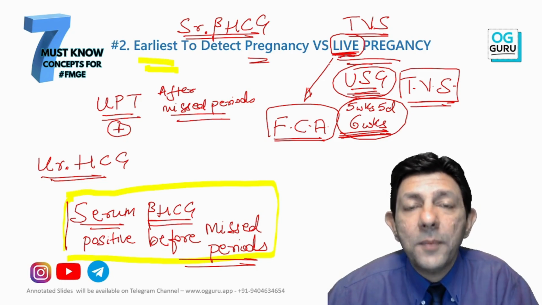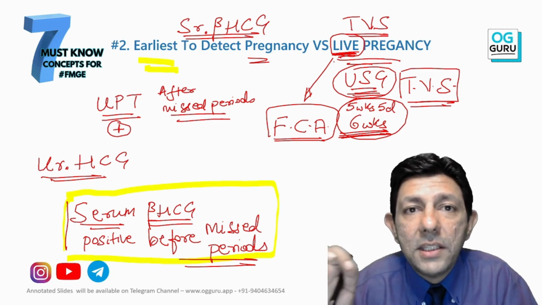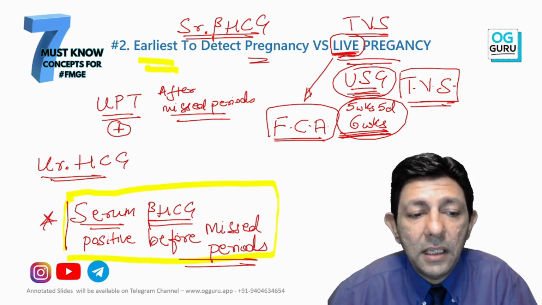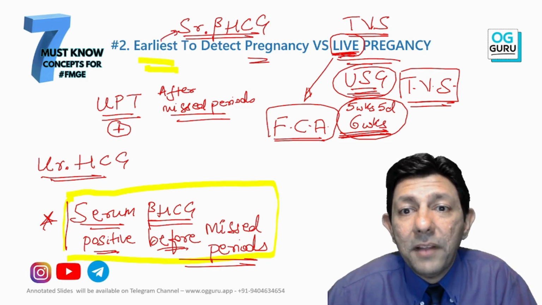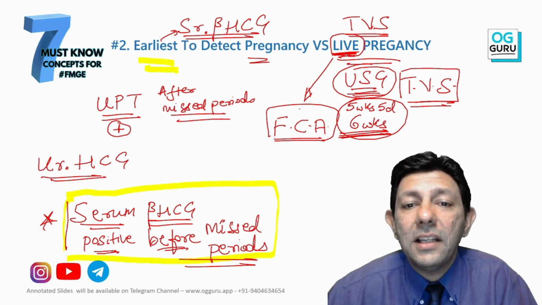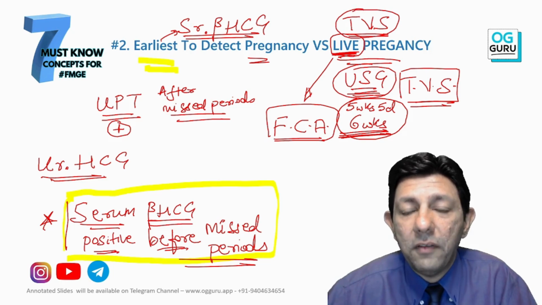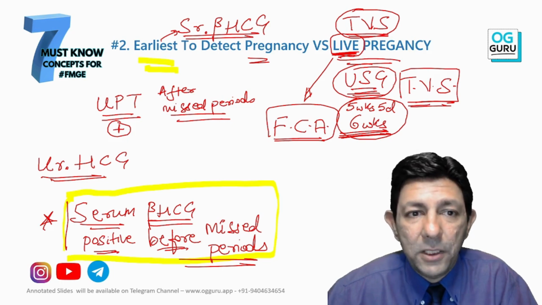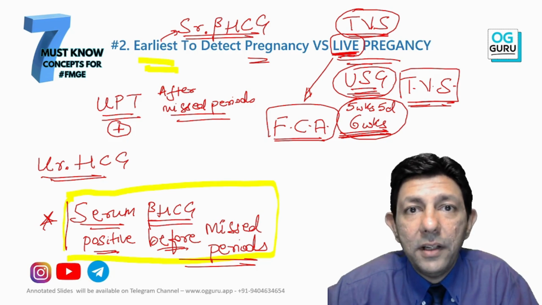Okay, so don't make a mistake. I repeat, if the question is earliest to detect pregnancy, urine test, serum beta HCG, sonography, mark serum beta HCG as the answer because it is positive even before the missed periods. But when the question of live pregnancy is asked, sir, it is by demonstrating fetal cardiac activity, which is by transvaginal sonography as early as around 5 weeks 5 days or 6 weeks. So that is a very important concept. Don't get it wrong, and read the question correctly.